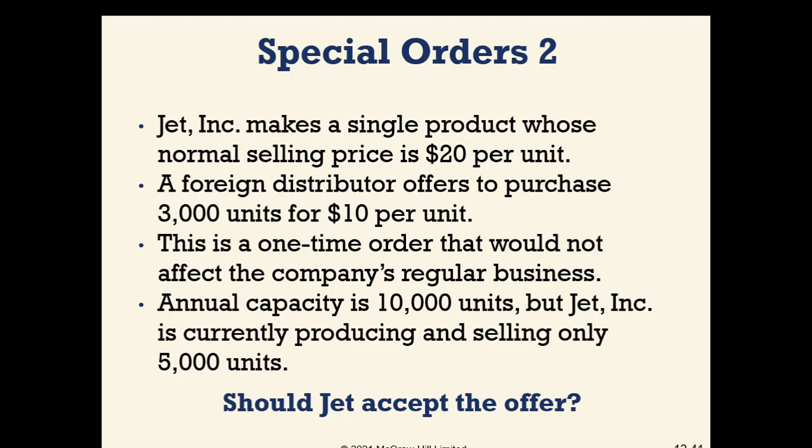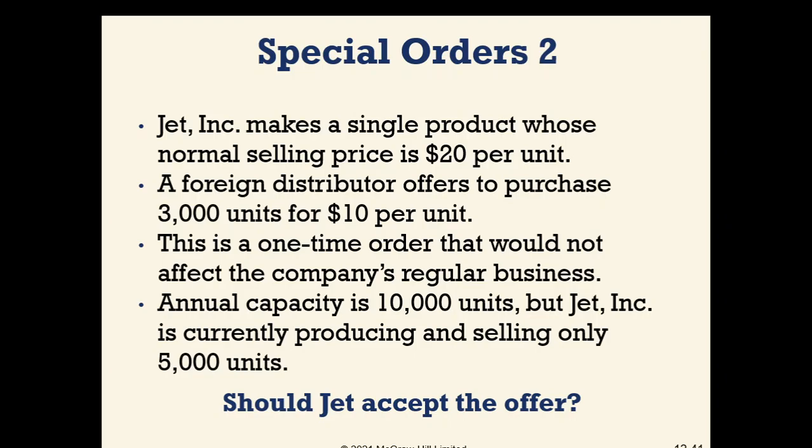So for example, Jet Inc. makes a single product whose normal selling price is $20 per unit. A foreign distributor offers to purchase 3,000 units at a cost of $10 per unit. This is a one-time order that would not affect the company's regular business, so that's an important statement. If we don't have any excess capacity, then we would have to take capacity from our regular business operations in order to produce these 3,000 units.